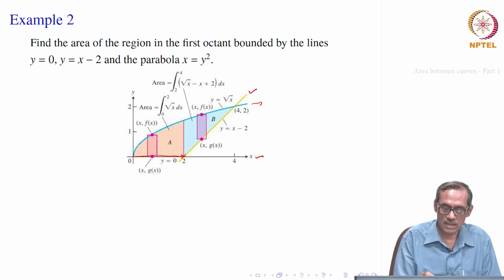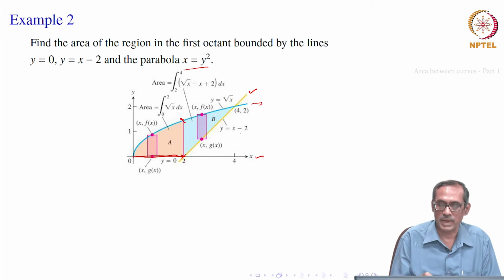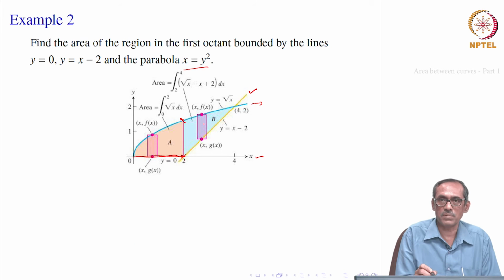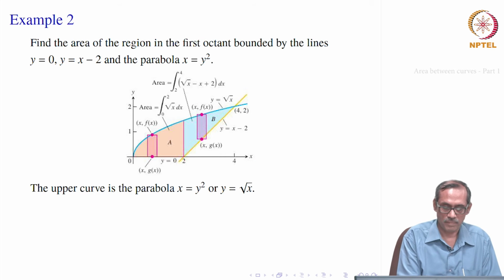So, for the region A, we have the curve y equal to root x, which is your x equal to y square in the first octant. So, y equal to root x on the top and y equal to 0 on the bottom. And for B, we have y equal to root x on the top, and below you have y equal to x minus 2. So, those two integrals have to be obtained separately and then added together. That is how we will be getting the area of the region required.